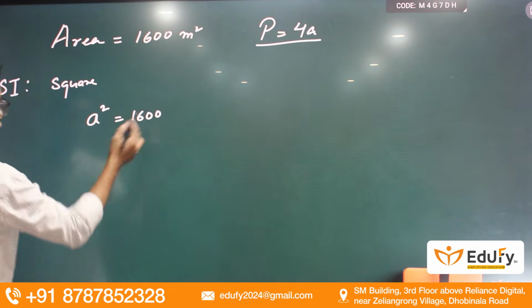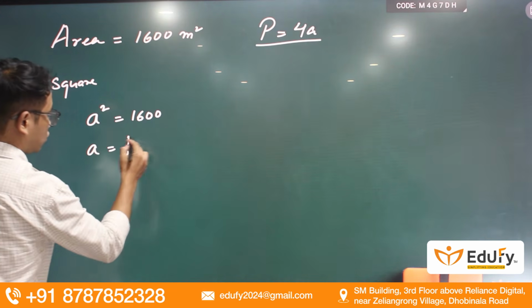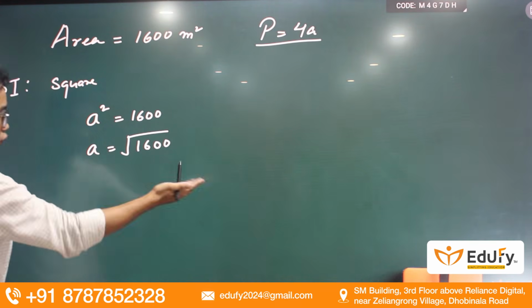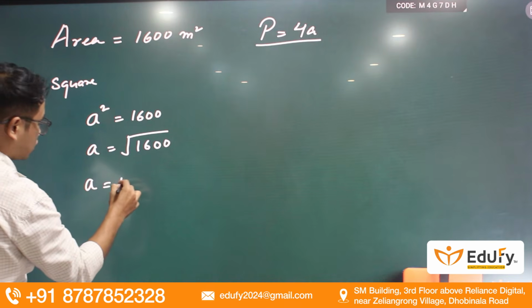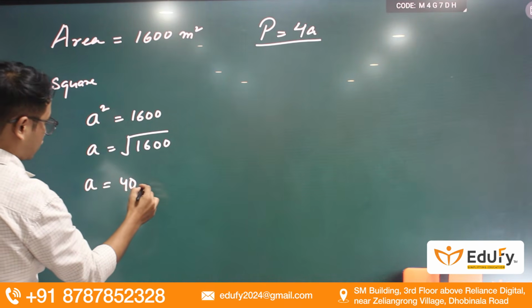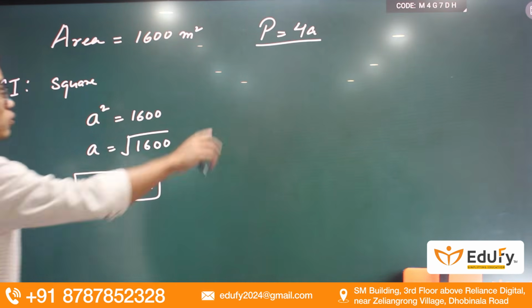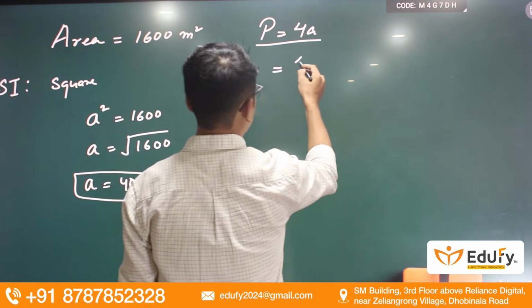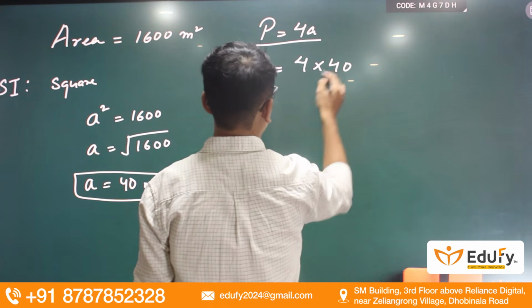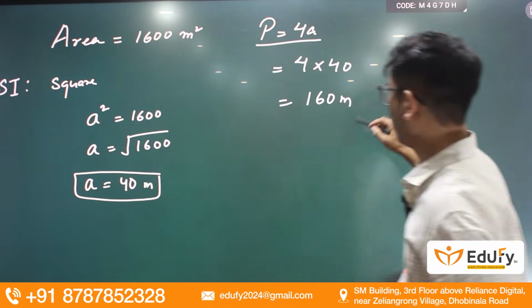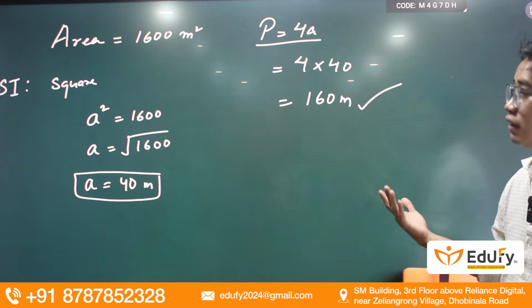So if I shift this, it becomes a equals the square root of 1600, which is just 40 into 40. That means my side is 40 meter. If I know my side, I can put it into the perimeter. This will become 4 into 40. That means my perimeter is 160 meter. So you can see that from statement 1 alone, I can find out my answer.